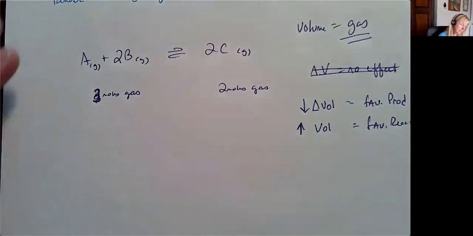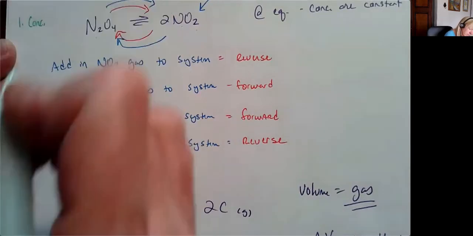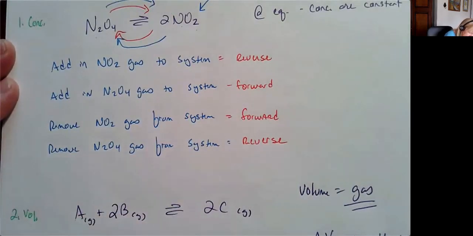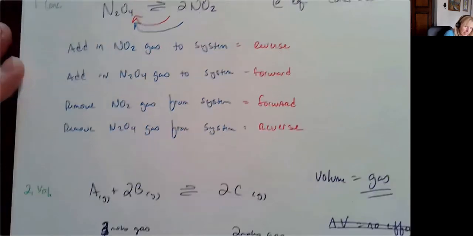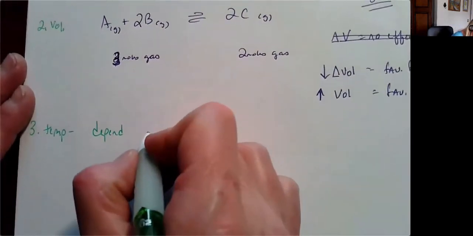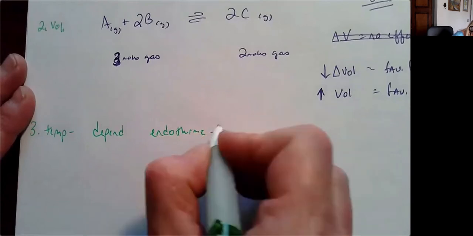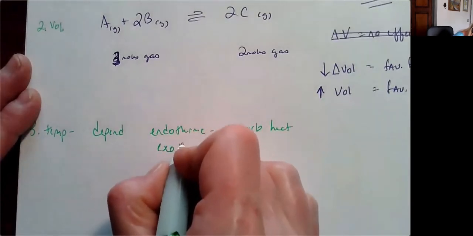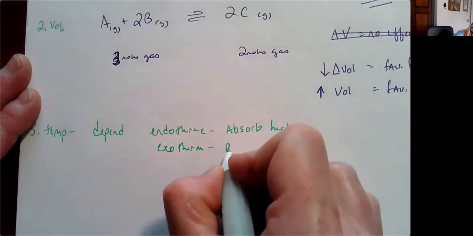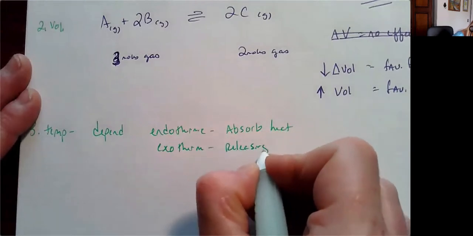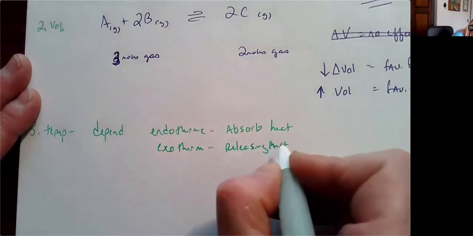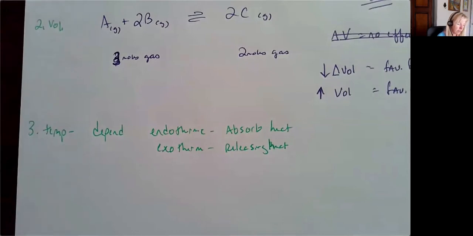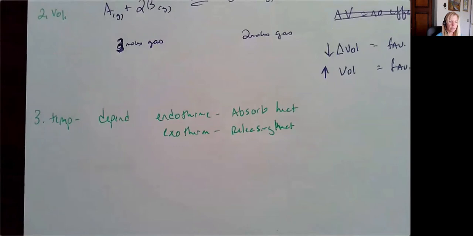Now the last thing, so this was concentration, this was volume, my last thing is temperature. And temperature is going to depend on whether you have an endothermic reaction, meaning you have to absorb heat, or an exothermic reaction, which means you're releasing energy in the form of heat. So if I heat an endothermic reaction and I heat an exothermic reaction, it's going to shift them differently.